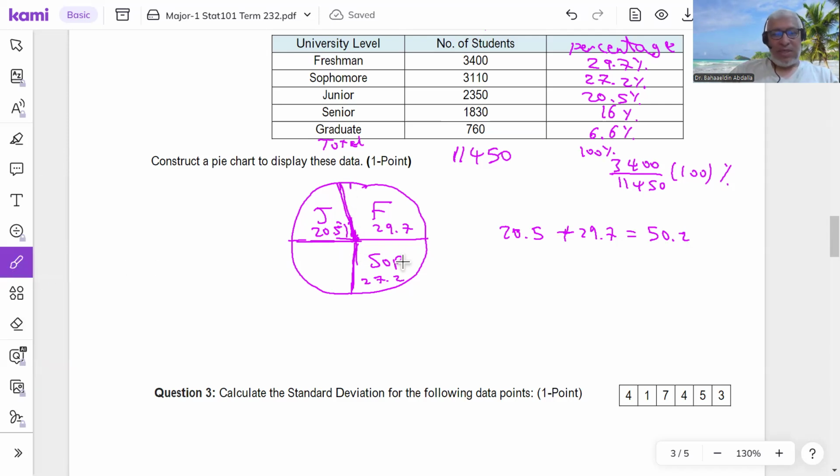And then 16%, well, here I have about 25, not 25, 23. So 16, half of 25 is 12.5. So 16 would be something like here. So I can say that this is senior, which is 16%, and this is graduate, which is 6.6%. So this would be okay. This is a pie chart or pie graph.